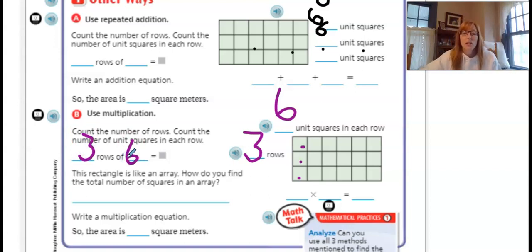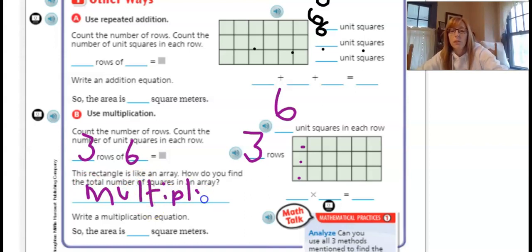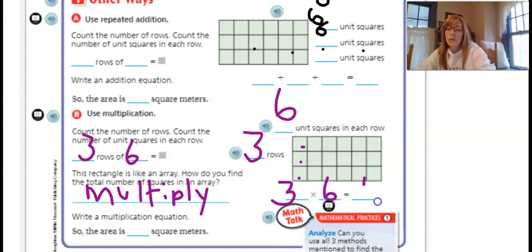A rectangle is like an array. How can you find the total number of squares? Well, you would multiply. Hopefully you're doing this. So it says write a multiplication equation. So there would be 3 times 6 is 18. So there are 18 square units.